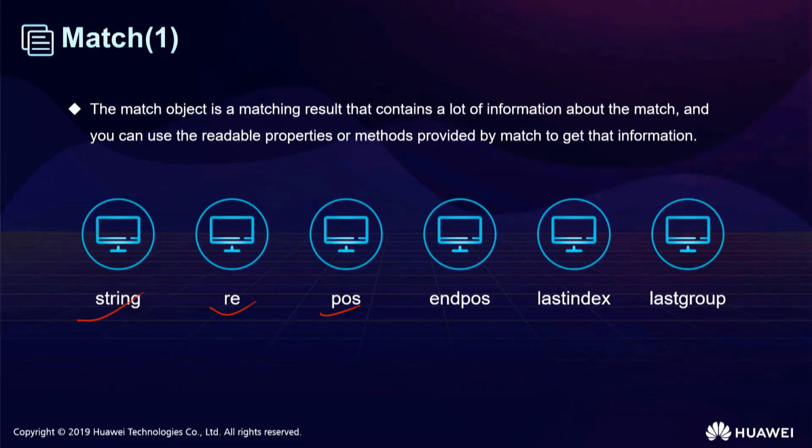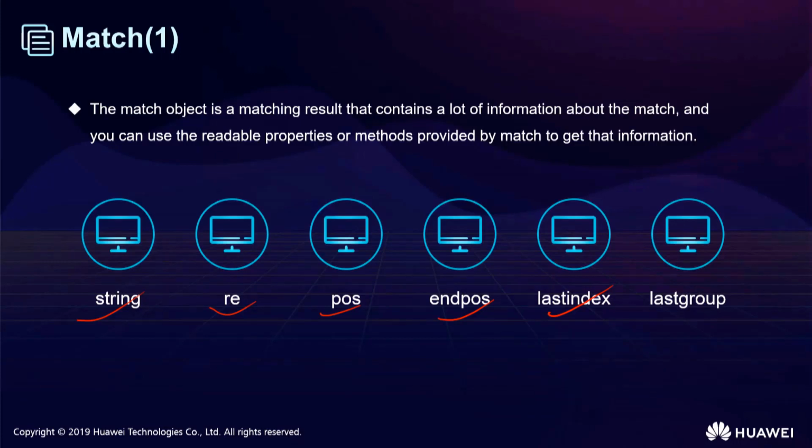pos is the index at which the regular expression begins the search. The value is the same as the argument with the same name for the pattern's match and search methods. endpos is the index at which the regular expression ends the search. The value is the same as the argument with the same name for the pattern's match and search methods. And lastindex is the index of the last captured group.